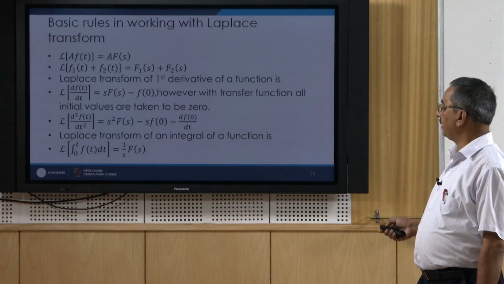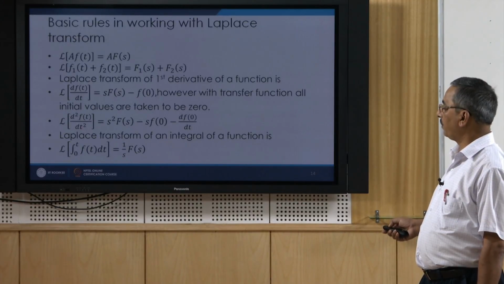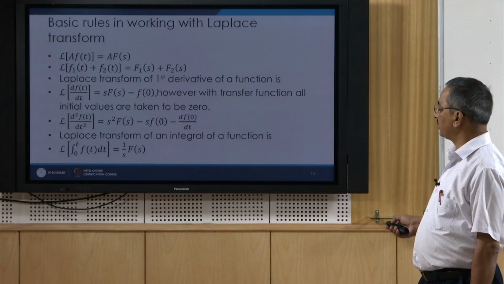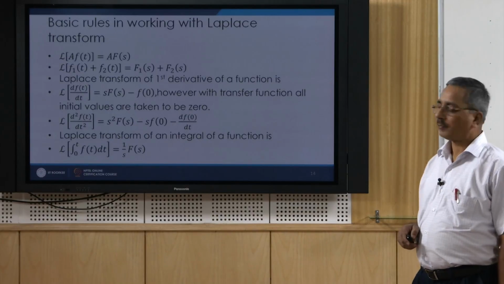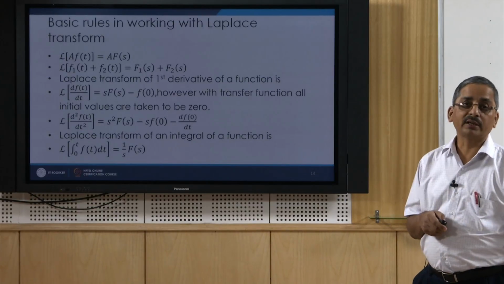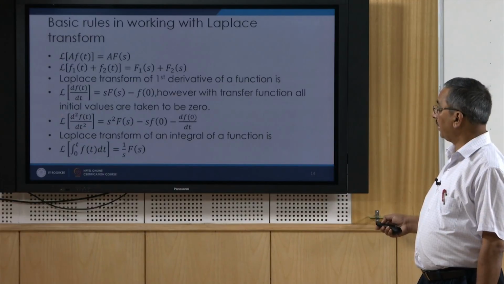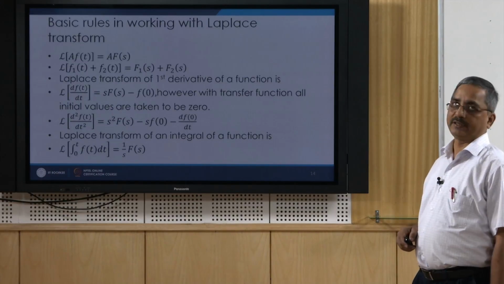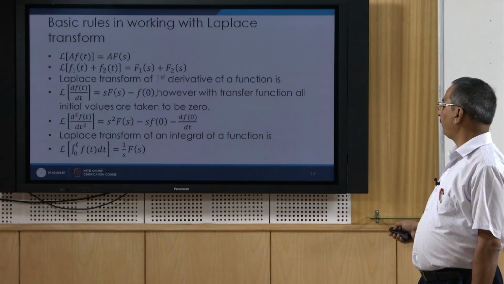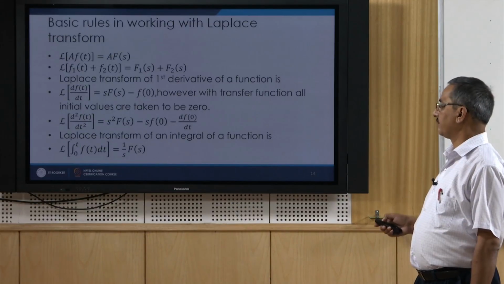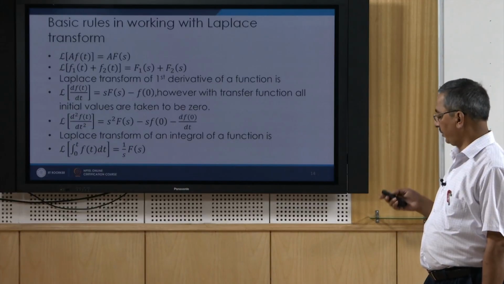Similarly, I can define the Laplace transform of d square f(t) upon dt square. This is given by s square F(s) minus s f(0) minus the derivative df/dt at t equal to 0. Again, we assume that initial conditions are 0, so for evaluation of the transfer function the Laplace transform of d square f(t) upon dt square will be s square F(s). The Laplace transform of an integral of a function can be written as F(s) by s. One can verify that.